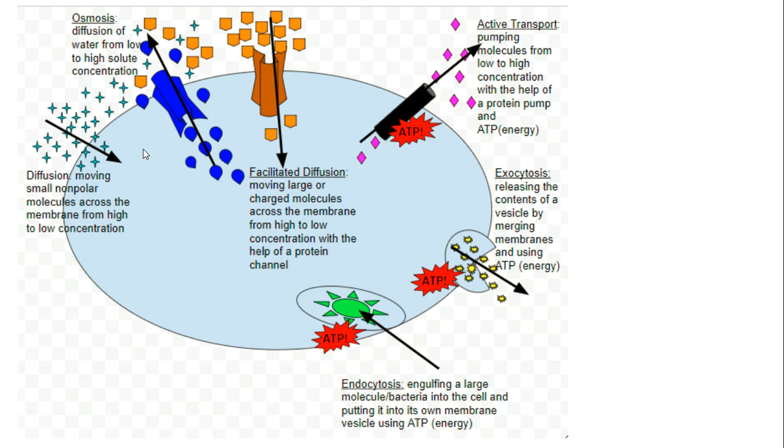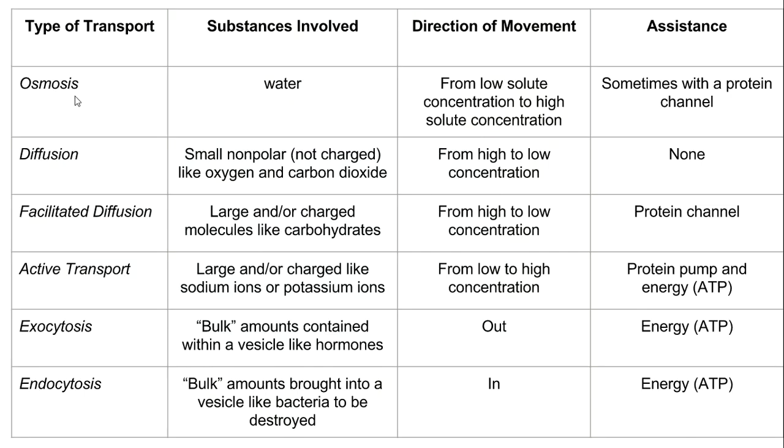So again, we've got 3 types of passive transport that do not require energy, and we have 3 types of active transport that do require ATP or energy. If we look at this chart, osmosis, you hear osmosis, you think water. Diffusion, it's small nonpolar things. They don't need any assistance, and they're going to go from high to low concentration. Facilitated diffusion, they need the help of a protein channel because they're going to take something really big and try and get it across. And it's going to go the same way as diffusion, from high to low concentration.